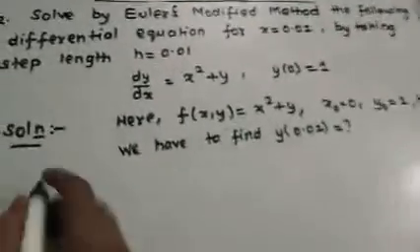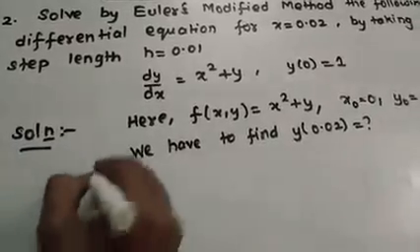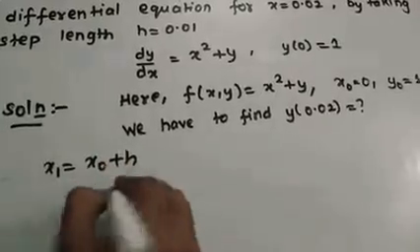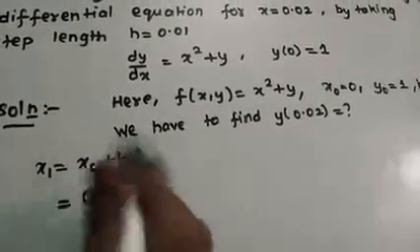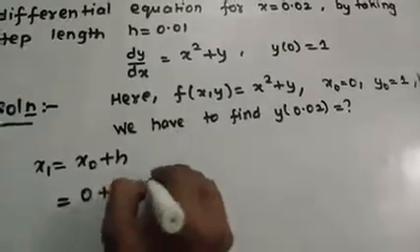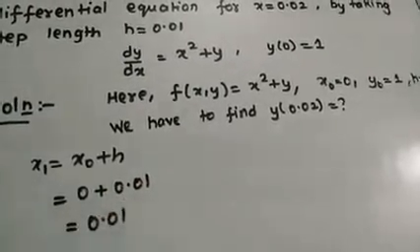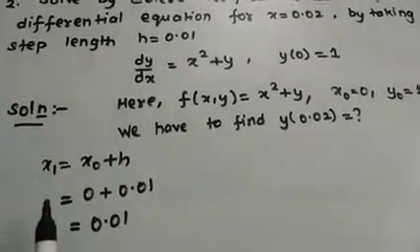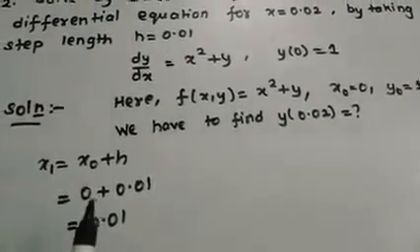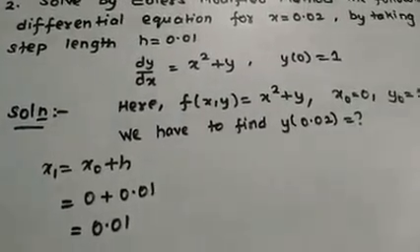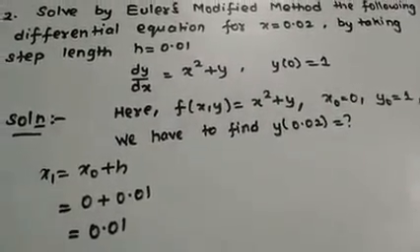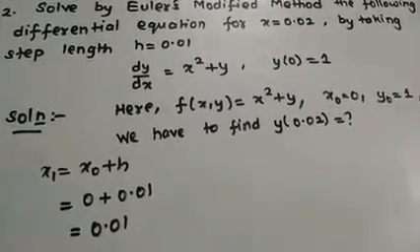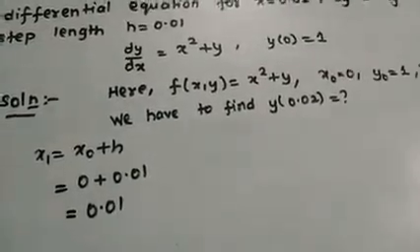Okay, so let us proceed with x1. So here x1 is x naught plus h. We know this formula. X naught is 0. H is 0.01. So our x1 is 0.01. So first of all, we have to find y for x1, that is y1. Then we can proceed to y for x2, that is y2. Without finding y1, we can't go directly to y2. So first of all we have to find y of x1, that is y1.